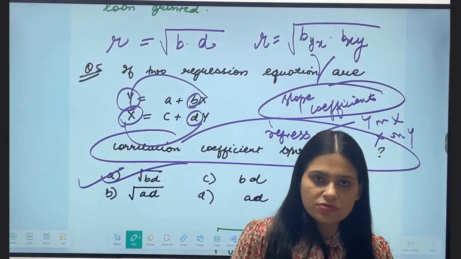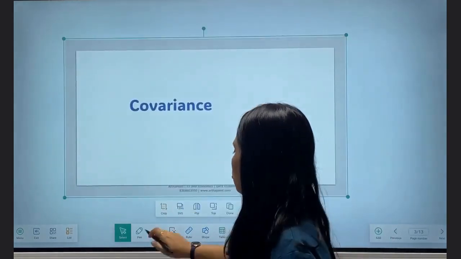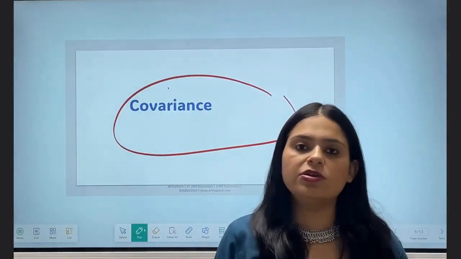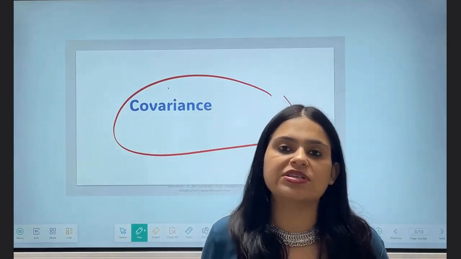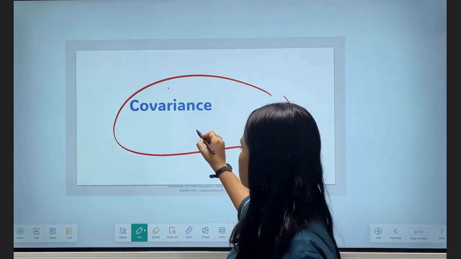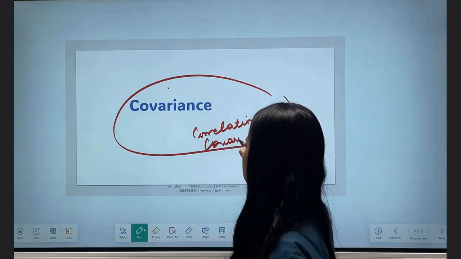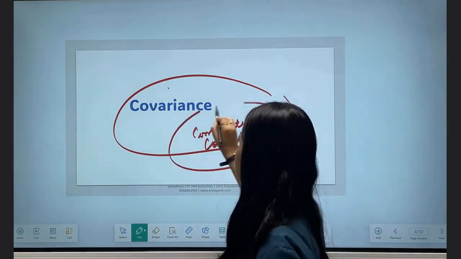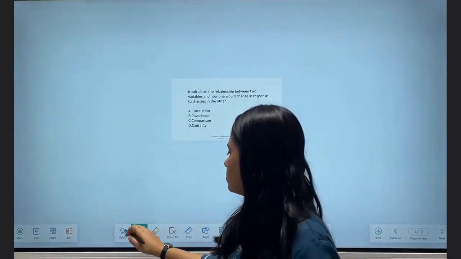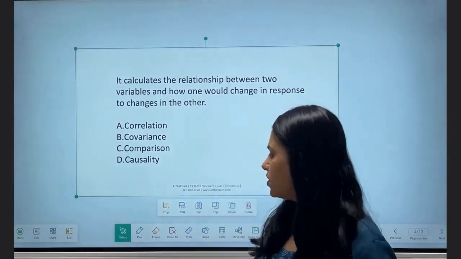Is that clear? Okay. So the topic that I want to go ahead and that I want to take today, the topic for the day, that is basically covariance. So it is a very important topic from the point of view of CUET and from the point of view of GATE entrance exam. And in this we want to discuss questions on correlation and questions on covariance. Right, beta? Okay, let's take the first question for the day. Read out the question, try to do it yourself first, then I will explain you.